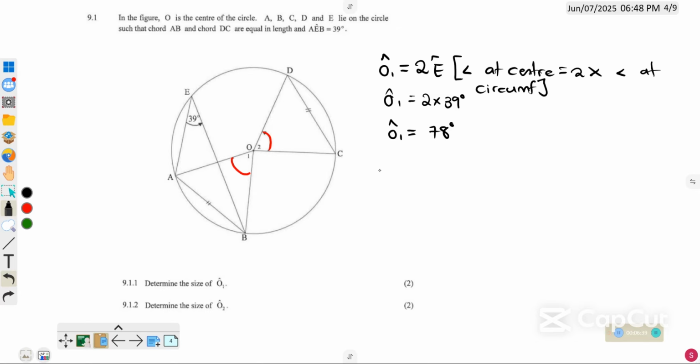And then let's find O2. Angle O1 will be equal to angle O2. Why? Because these are equal chords subtending equal angles at the center. Equal chords, equal angles. Right, like that.